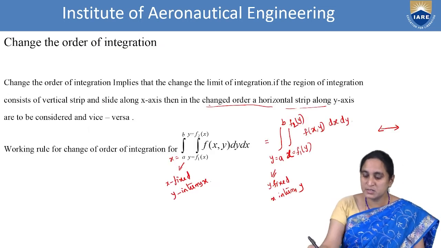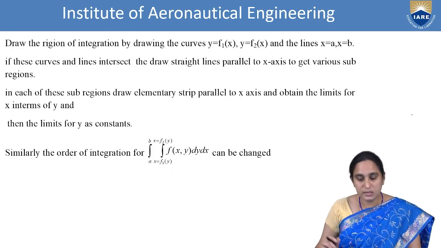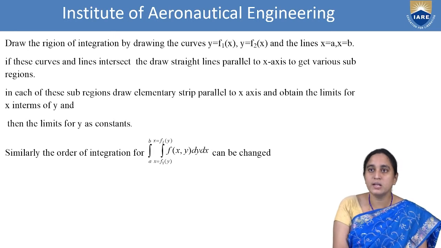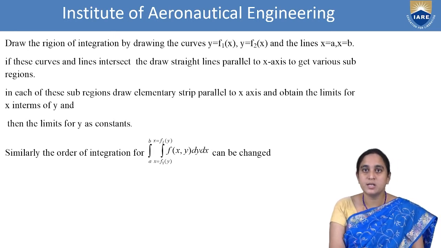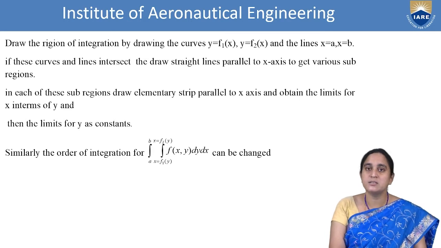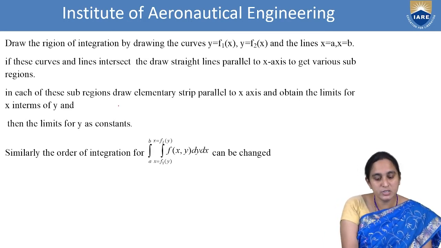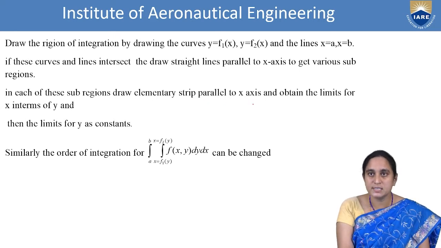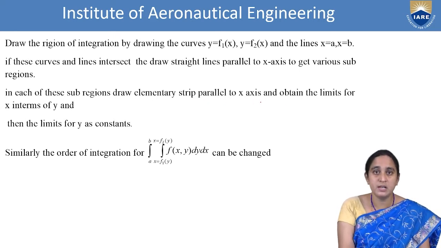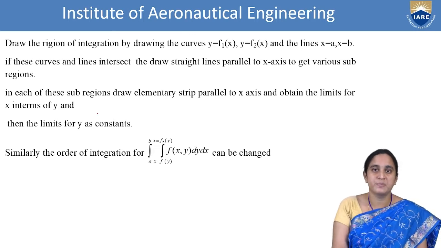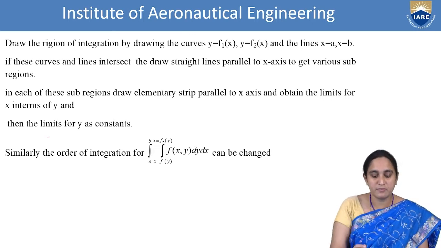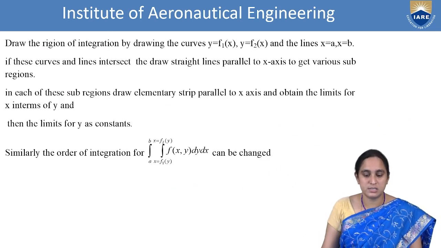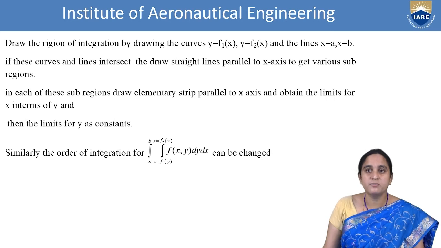Parallel to the x-axis means the horizontal line, drawn to get various subregions. In each of these subregions, draw an elementary strip parallel to the x-axis and obtain the limits for x in terms of y, and then the limits for y as constants. That's the concept of the working rule.